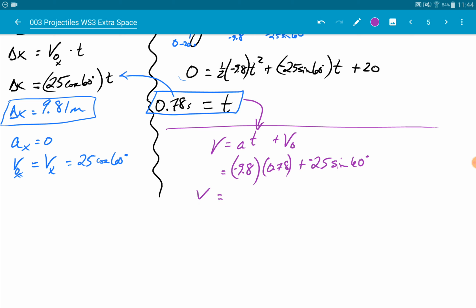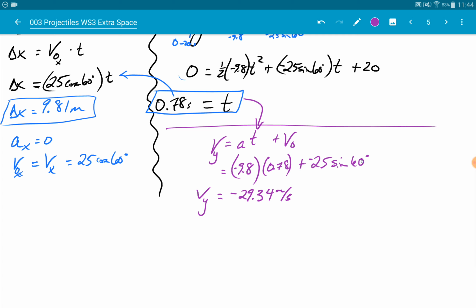Now I go and grab my calculator and do all of that. Negative 9.8 times that t-value plus my negative 25 sine of 60 degrees. Make sure that you're in the degree mode for your calculator, since we're using 60 degrees. And you get the velocity in the y direction as negative 29.34 meters per second. And the negative shouldn't throw you off because you know that it's going to be going down at a faster rate than it was before.